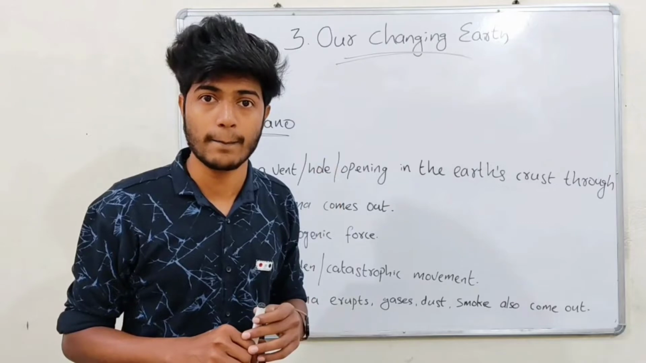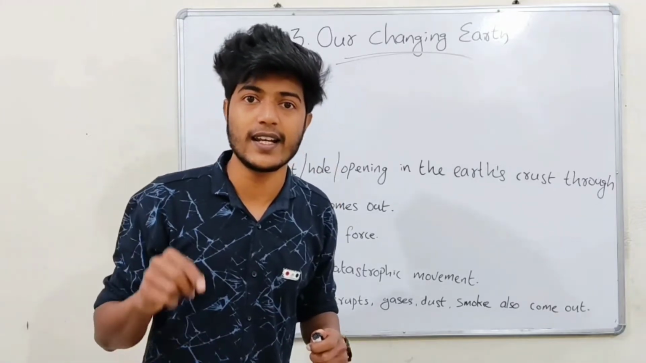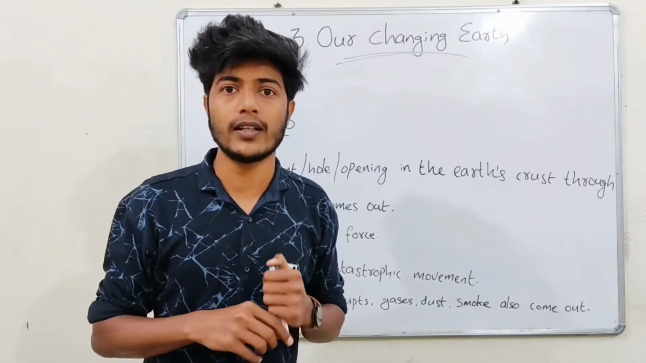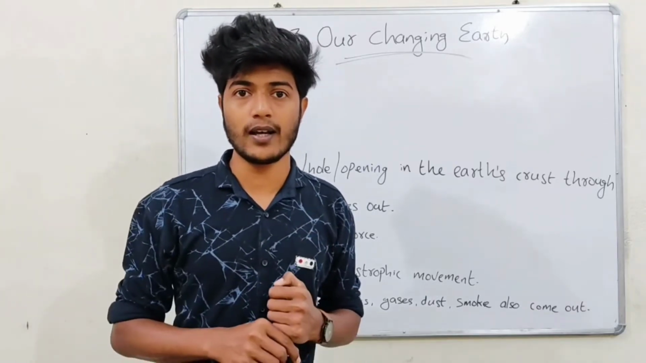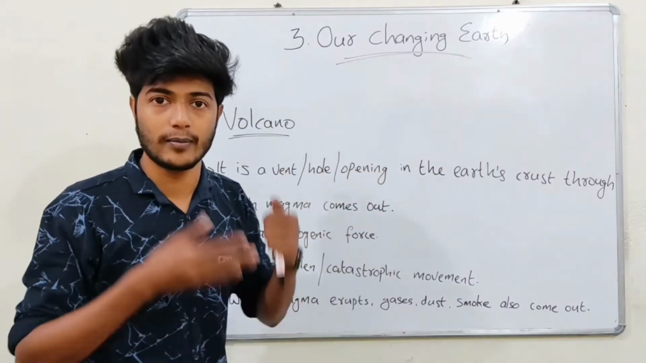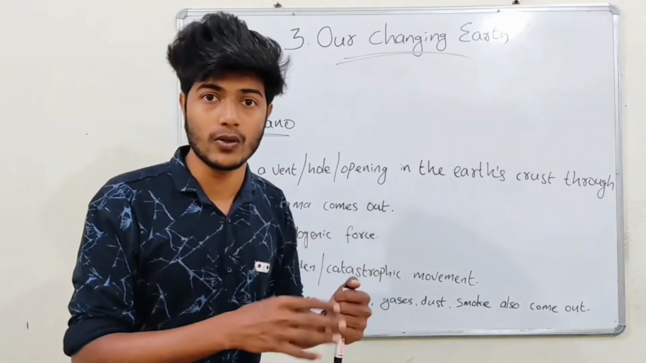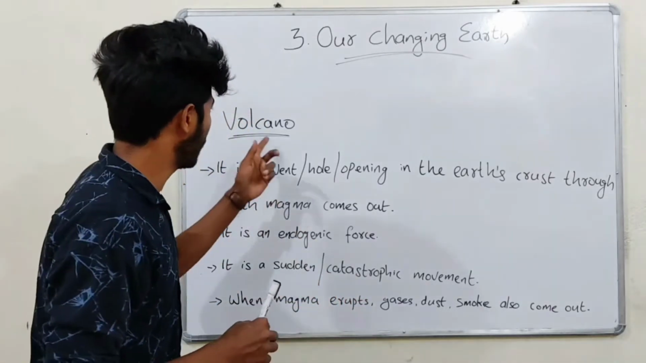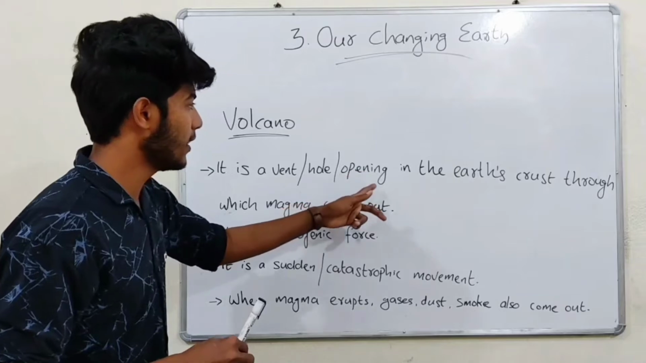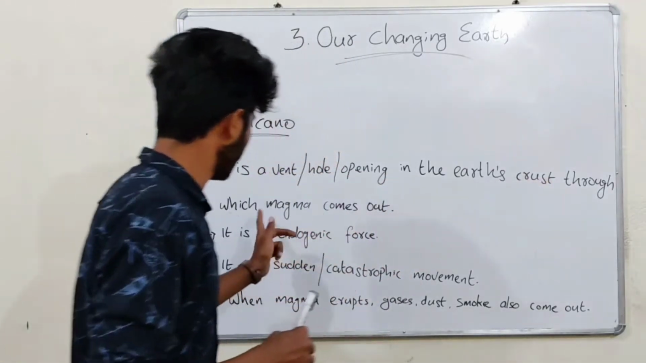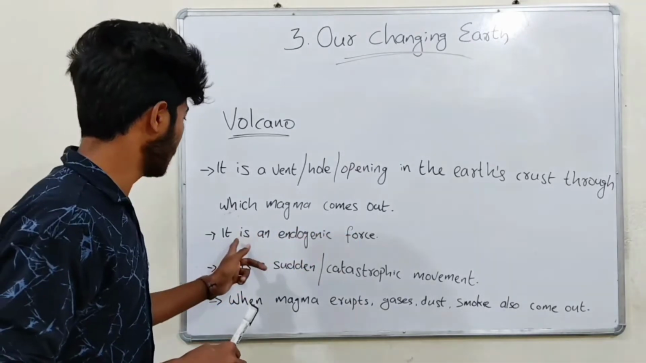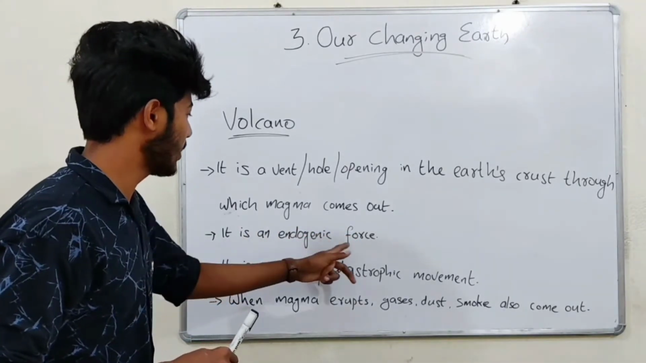What does it mean? I said inside the earth it is very hot. The rocks will be liquid. These liquid rocks are called magma. And through these volcanoes, magma will be coming out. It will be very hot. Now listen, volcano. It is a vent or hole or opening in the earth's crust through which magma comes out. Did you understand? The second point, it is an endogenic force.